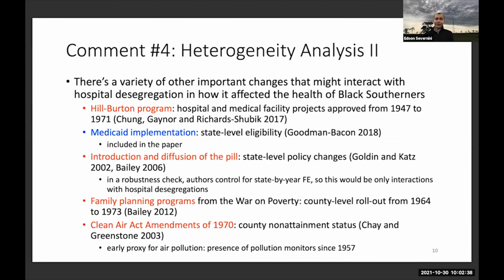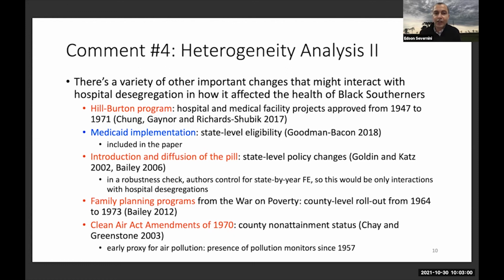And then the last part would be what Mark was saying at the end. There's potentially a variety of other changes happening that could contribute to the narrowing of the gap. Probably not, based on their data and analysis, from the hospital desegregation per se on average, but it could be interacting with other programs.